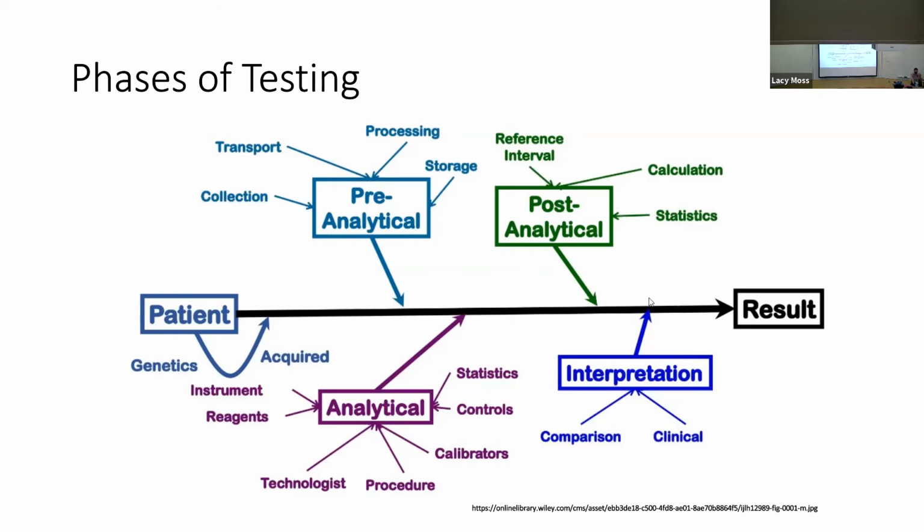Usually interpretation is lumped in with post-analytical. Interpretation is basically where it gets to the clinician and they make medical decisions based on it. That is also outside of our control, but we can make sure they have an accurate reference interval to compare it to. There are some interesting case studies where the reference interval is wrong and people almost died. So that's important too. And then all this leads to a result and decisions being made.